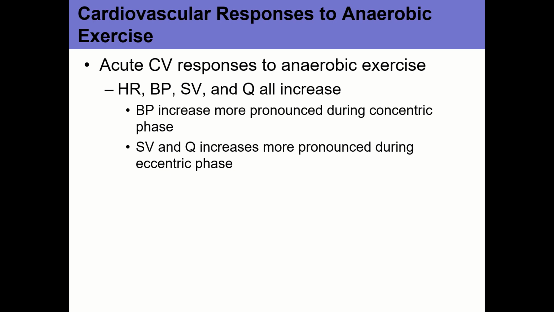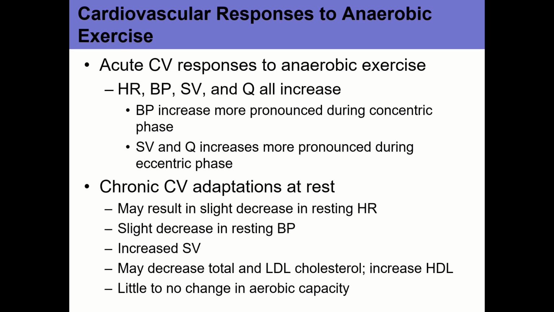During the exercise, stroke volume and cardiac output increase in a more pronounced way during the eccentric phase. That's because during the eccentric phase, you get less resistance to flow, and that facilitates an increase in cardiac output.